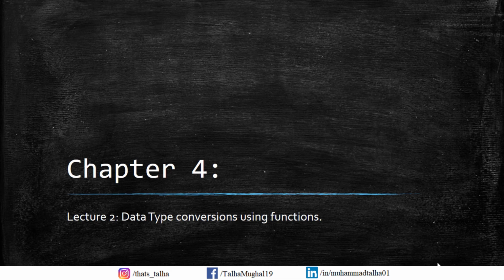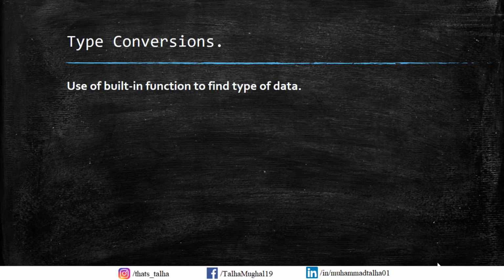Functions can also be used for data type conversions. We can use built-in functions to find and manipulate the type of data. For example, here I have assigned the value of 6 to a variable x. I can use a built-in function called type to find the data type of x. As soon as I put the variable in the parentheses of this built-in function and hit enter, it will return the result as class int, which shows that the value of x is actually an integer.